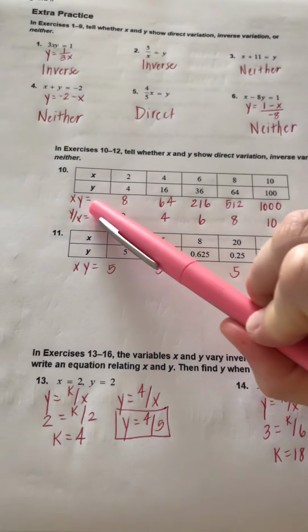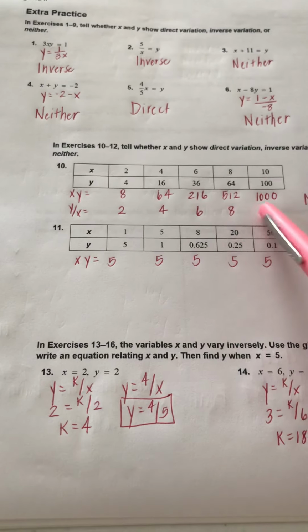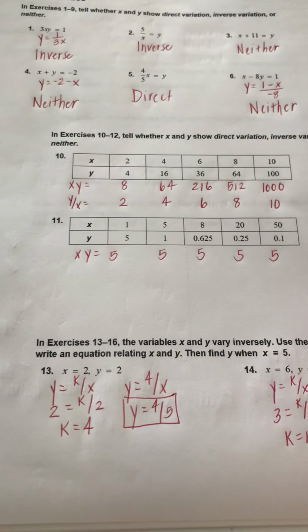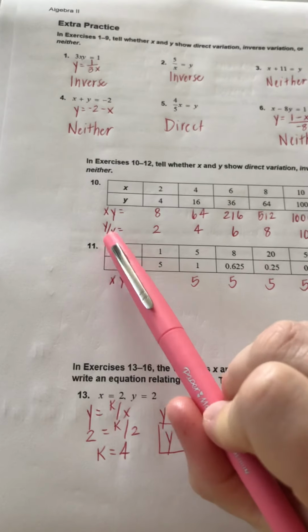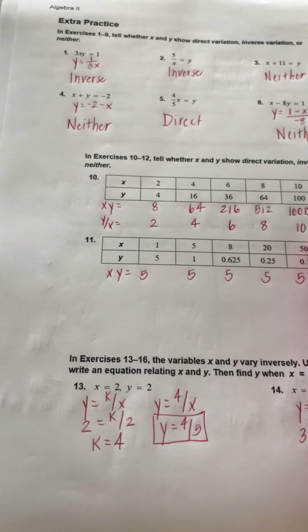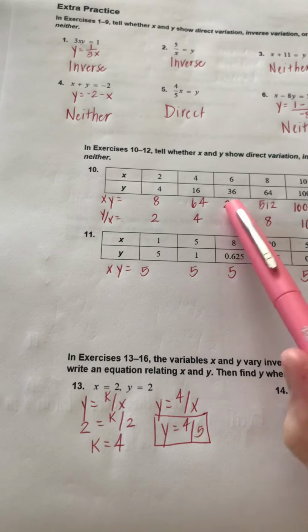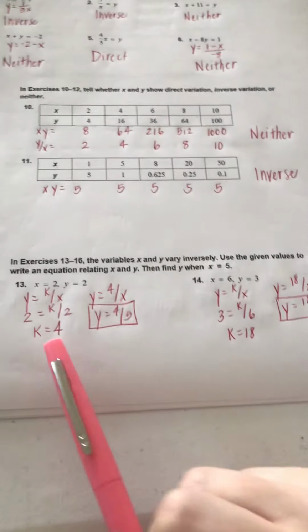In your tables, x times y, if it's the same number, it's inverse. If you have to go to dividing and it's the same number, then it would be direct, but since neither of these are the same, that's why it's neither. And then here's 2 more examples of writing equations.